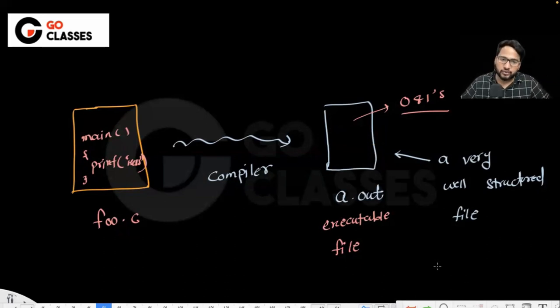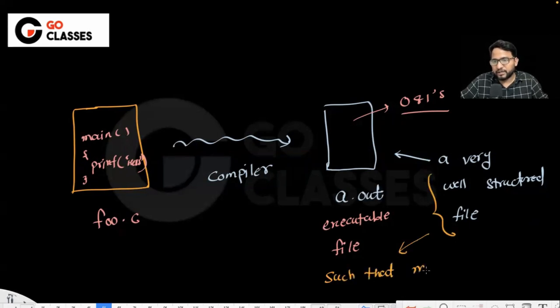Because the operating system, as you might know, starts running from the main function, right? If you're running a program, it cannot start from any arbitrary function. It will be from the main function. So basically, it is a very well structured file such that the main function location should be known to the operating system, right? This is just one example of the structure that I'm telling you.